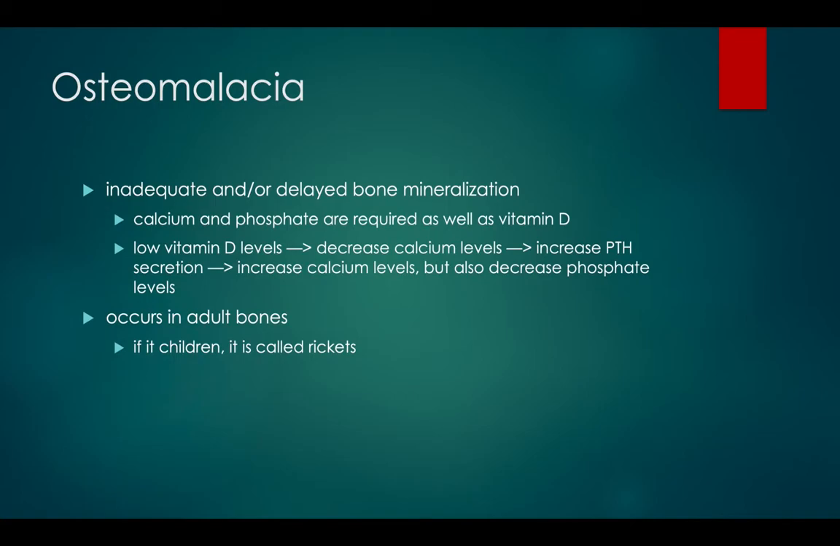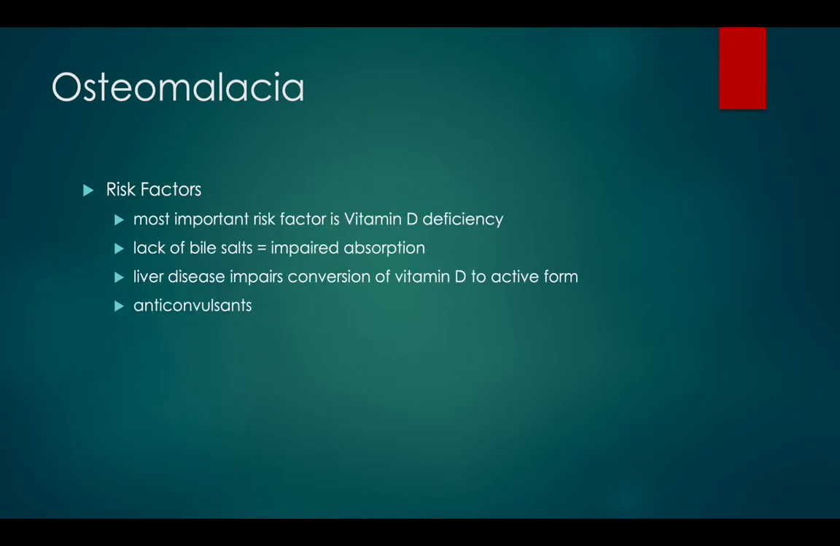It can occur in adult bones. If it occurs in children, it's called rickets. So in adults, it's called osteomalacia. In children, it's called rickets. Risk factors: the most important risk factor is lack of vitamin D. Fortunately, in America, that's not very common, but in other parts of the world, it is.